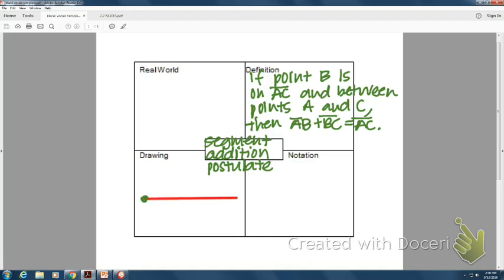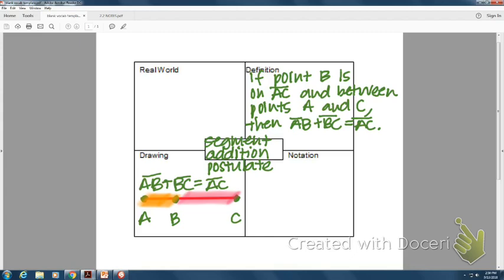You have the segment AC. You have B on AC somewhere between A and C. Does it have to be the midpoint? No, just between. All that this is saying is that AB, so this part, plus this part equals the whole part. So AB plus BC equals AC. That's all that it's saying. So because of the segment addition postulate, AB plus BC equals AC.